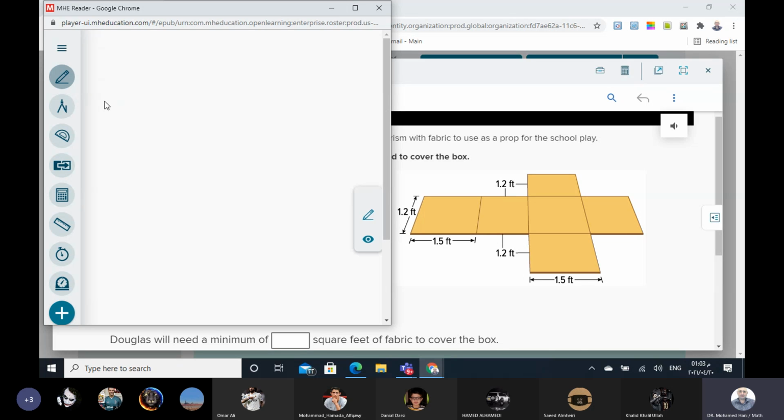Okay, listen to me, please. Here we have the front and here we have the back. I will start from here. The shape is a rectangle. So to find the area, multiply the length and the width. So we can write here: area equals length times width, 1.5 times 1.2. It's 1.8, Mr.